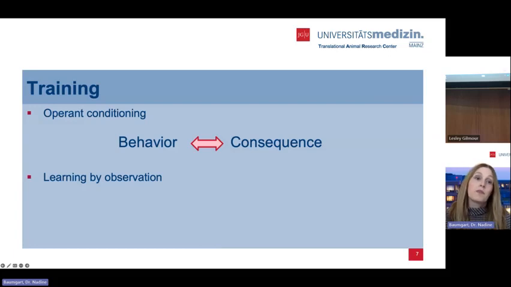So this might be a good thing if we, for example, train mothers in breeding cages, it will have a positive effect on the offspring. But on the other hand, if they learn something negative, it might also influence the other animals in the room or somewhere around.